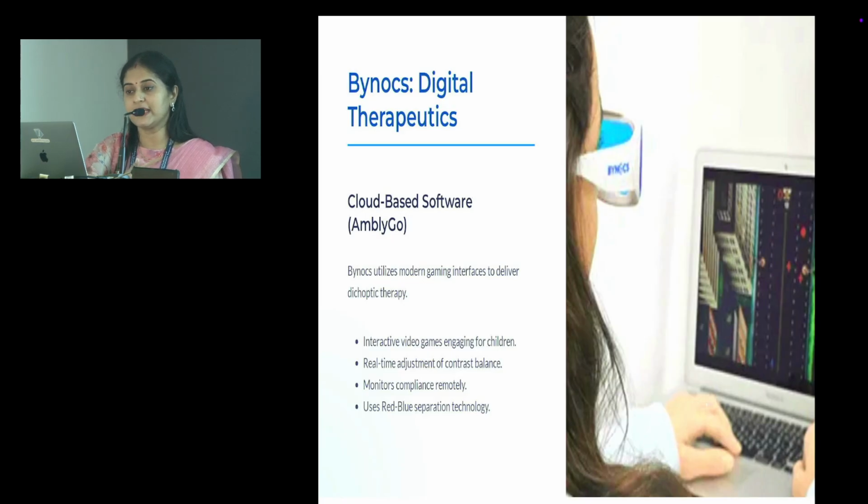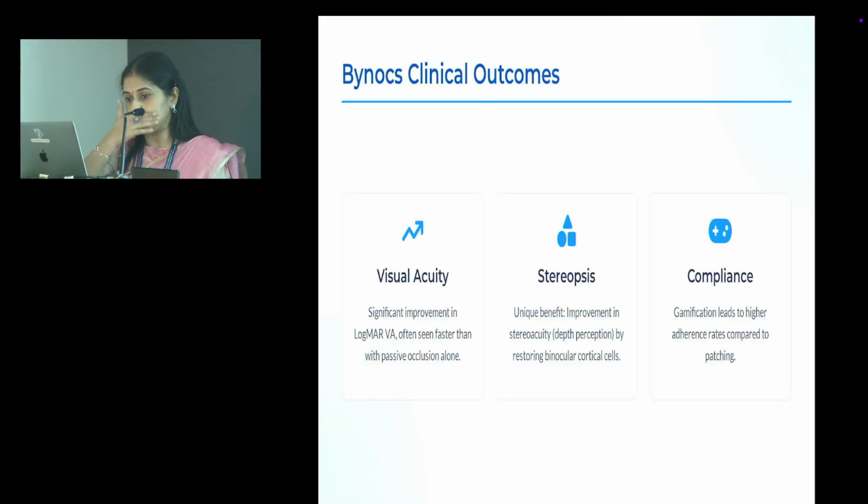Most of the hospitals in Kerala are also using this Binox. The Binox utilizes modern gaming interfaces to deliver the dichoptic therapy. It's interactive video games, engaging for the children, with real-time adjustment of contrast balance. It monitors compliance remotely. And there is significant visual improvement according to the LogMAR visual acuity chart. It is often seen faster than with passive occlusion alone.